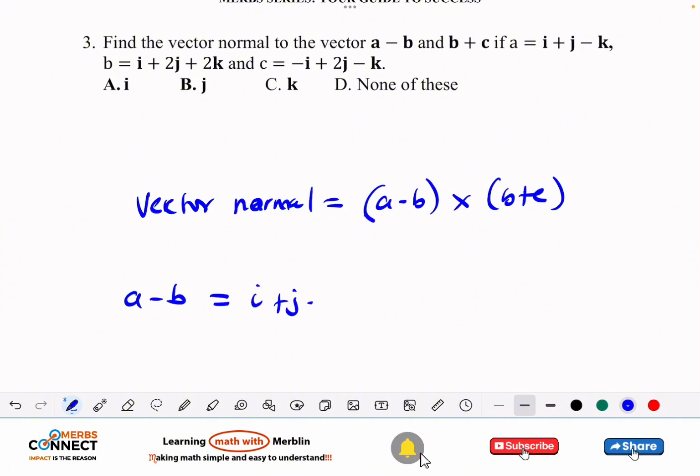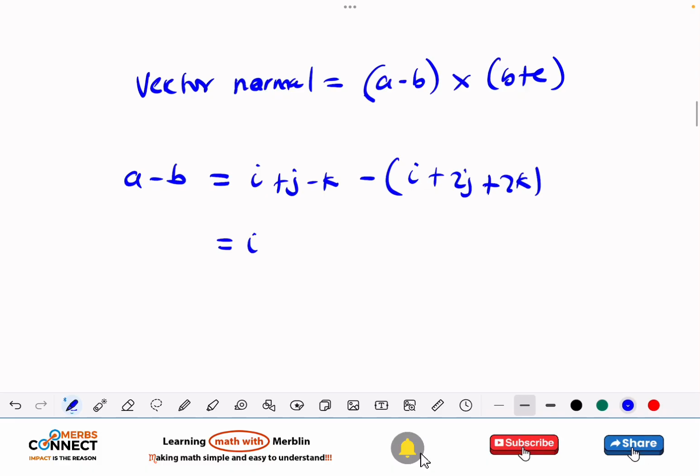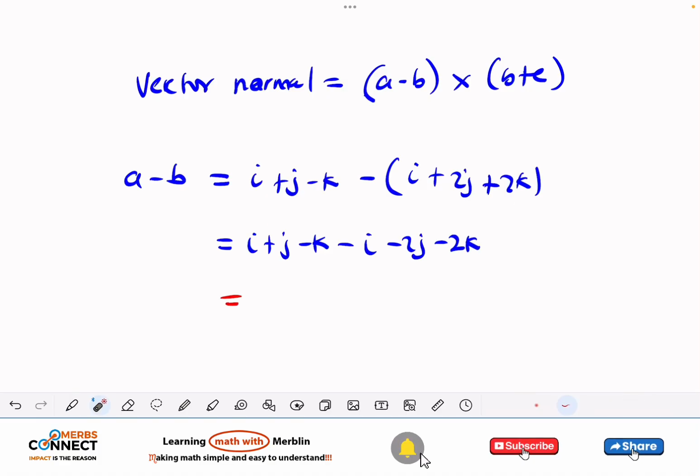i plus j minus k, minus B is i plus 2j plus 2k. So multiply through by minus and we are going to have i plus j minus k minus i minus 2j minus 2k. So this is going to give us, now i will be 0, and then this is going to give us minus j minus 3k. So this is what you are going to get from A minus B.